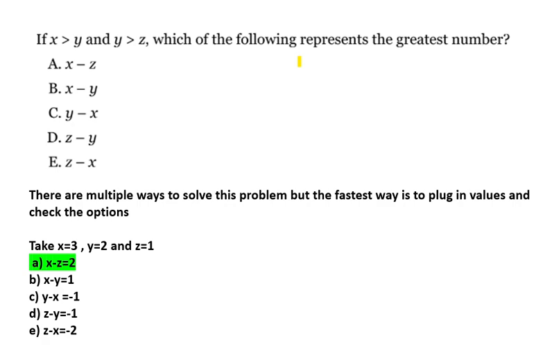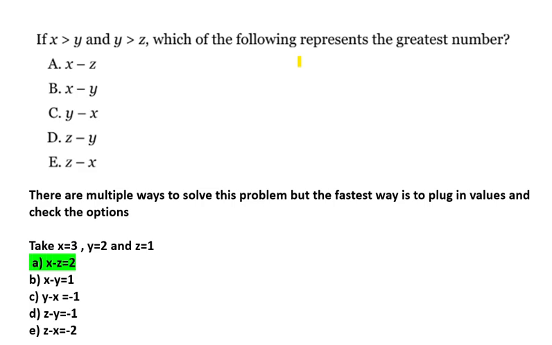Let us look at another algebraic question, again from the official GMAT, categorized as an easy question. We have been given a relation that x is greater than y and y is greater than z. Now we have to find which among the following options gives us the greatest number.